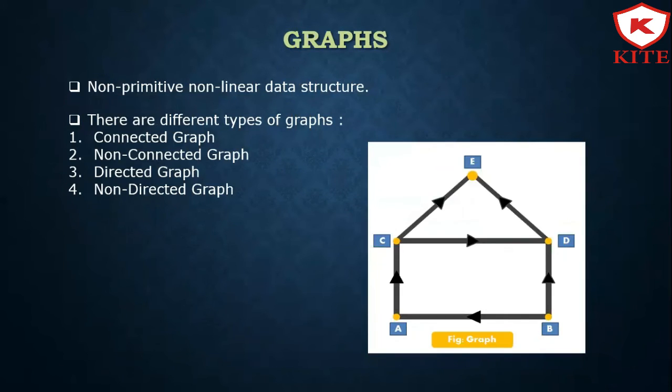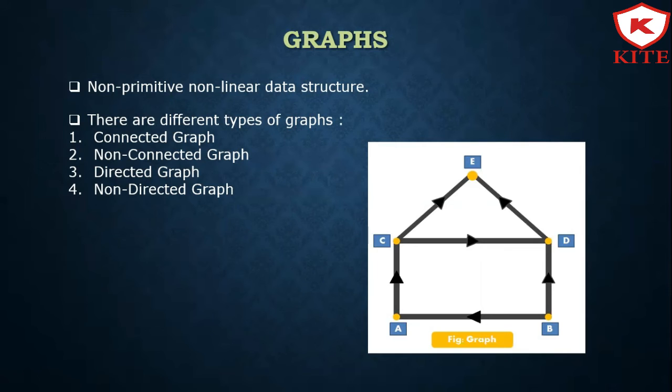So next one is the graphs. Graphs are also a non-linear and non-primitive type of data structure. Graph is representing the different types of physical design structures such as used in chemistry, physics, math, and engineering science. There are different types of graphs like connected graph, non-connected graph, directed graph, non-directed graph.